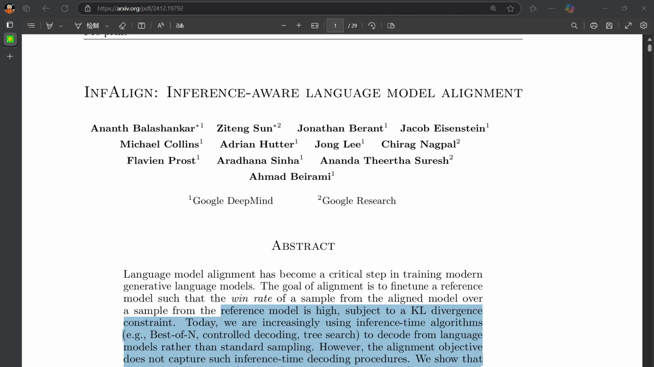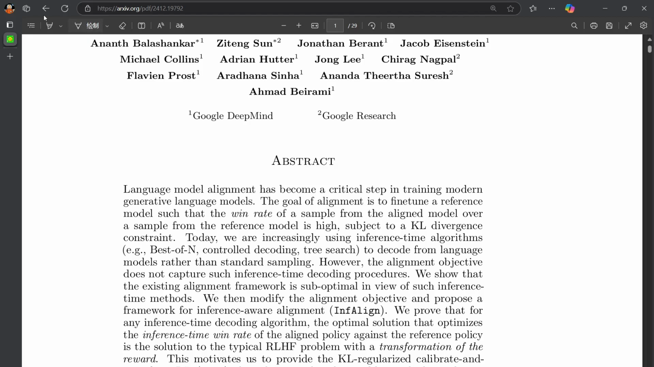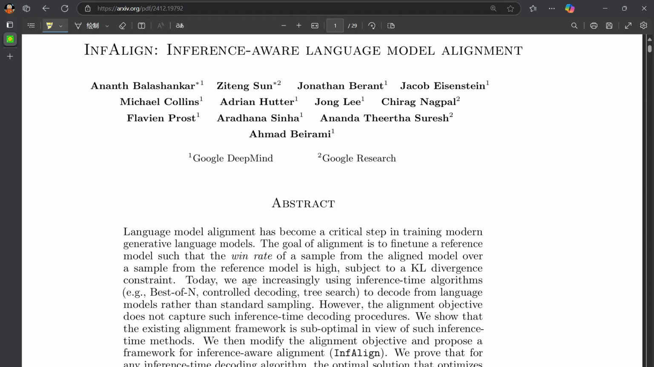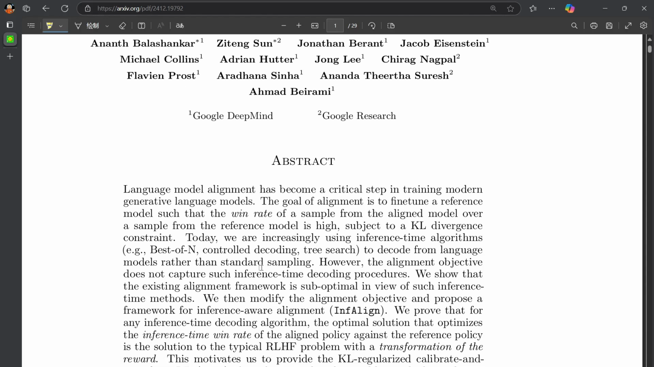Well, we're going to be tackling a paper that really gets into the nuts and bolts of how we can make language models better. Not just in theory, but in how they actually work out there in the wild. Sounds right up our alley. What's the title? It's called InfAlign, Inference-aware language model alignment. Bit of a mouthful, but trust me, the ideas are really interesting.